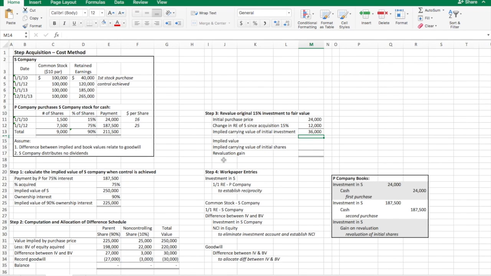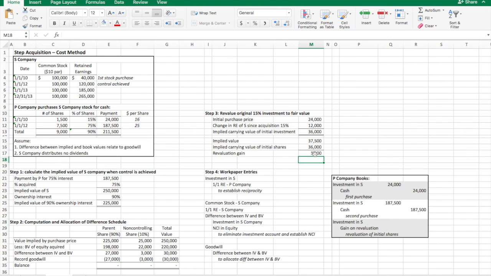And then we want to calculate the revaluation gain, and so we need to take the implied value of our original 15% investment, which will be the number of shares we purchased at that point times the dollars paid per share when we achieved a controlling interest. So it'll be $1,500 multiplied by $25 per share. And then we need the implied carrying value of the initial shares, which we just calculated at $36,000. And the difference between those two numbers gives you your revaluation gain of $1,500.